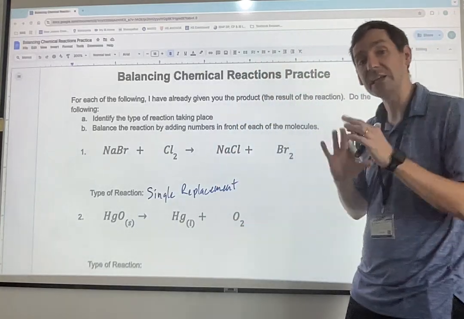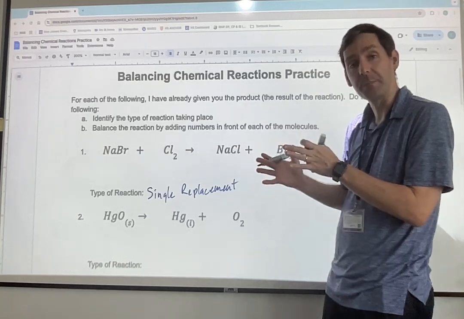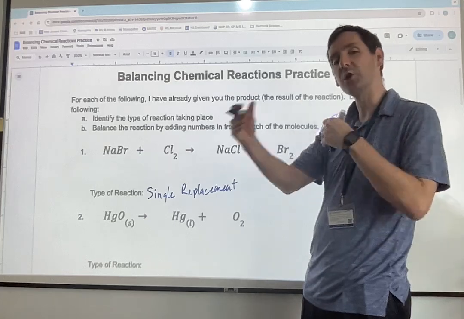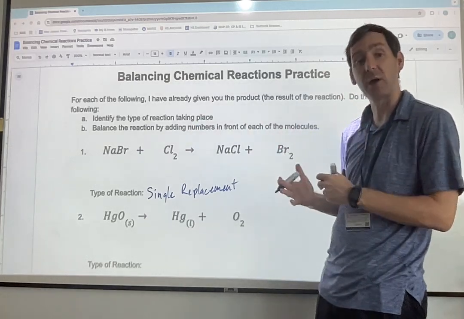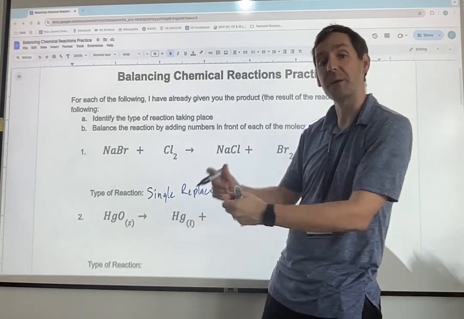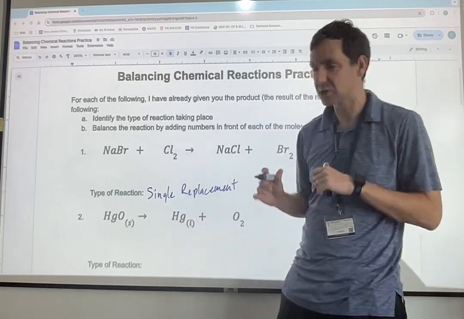Single replacement. Now we need to do the balancing. So to do the balancing, you're just going to look at each atom, make sure that it's balanced. If it is, leave it alone. If it's not balanced, then you're going to add a number in front of one of the molecules to make sure that it's balanced out. Now, at some point, you'll want to go back through and double check because adding numbers will sometimes unbalance some of the others. So let's see.